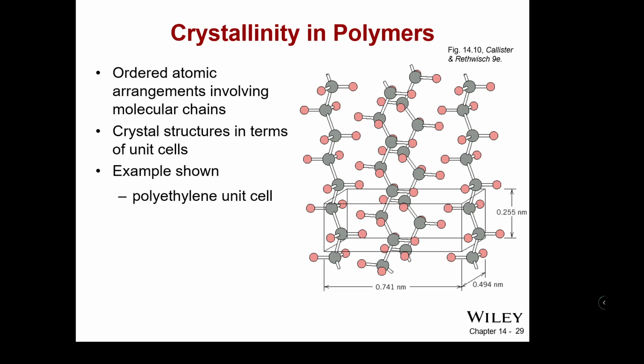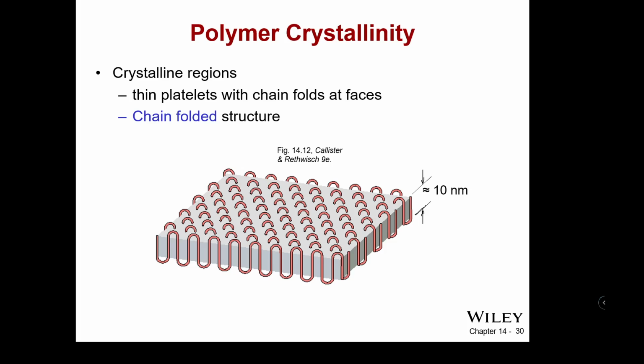Crystallinity in polymers. The ordered atomic arrangement involving the molecular chains is pretty key and pretty important. These crystal structures are formed when these polymer chains are rigidly aligned, and they have unit cells sort of like what we see, but they're not as simple as things like body-centered cubic or hexagonal. They're very different. So polyethylene unit cells are pretty important and an example of what these chains can look like.